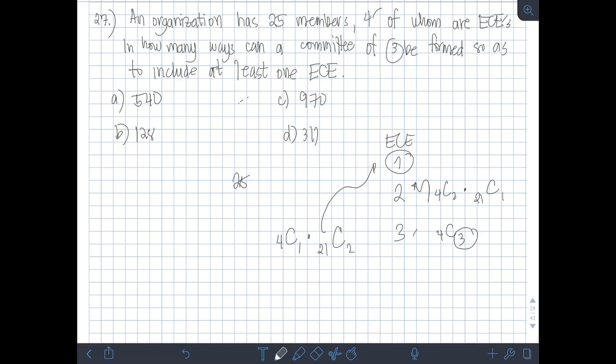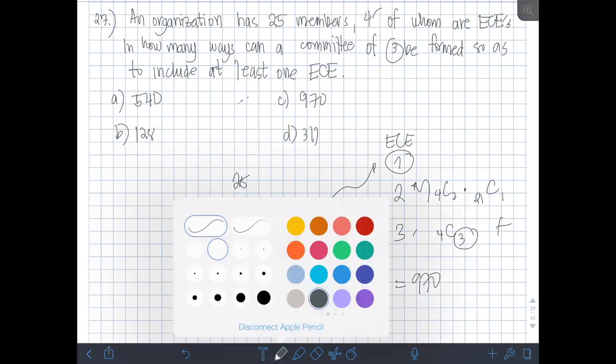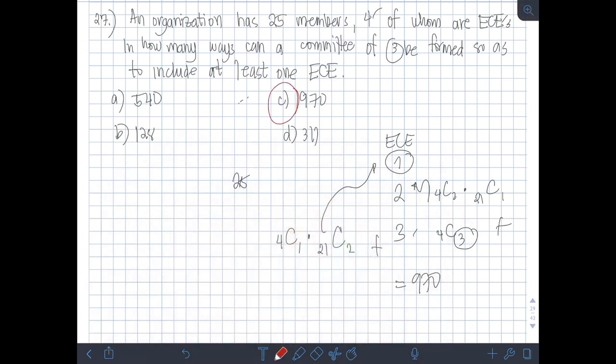Okay, so ito yung total number of ways na pwede tayong pumili ng committee na yon. So, 4C1 times 21C2 plus 4C2 times 21C1 plus 4C3. So, gamit tayong calculator. We have 970. So, the answer is letter C.